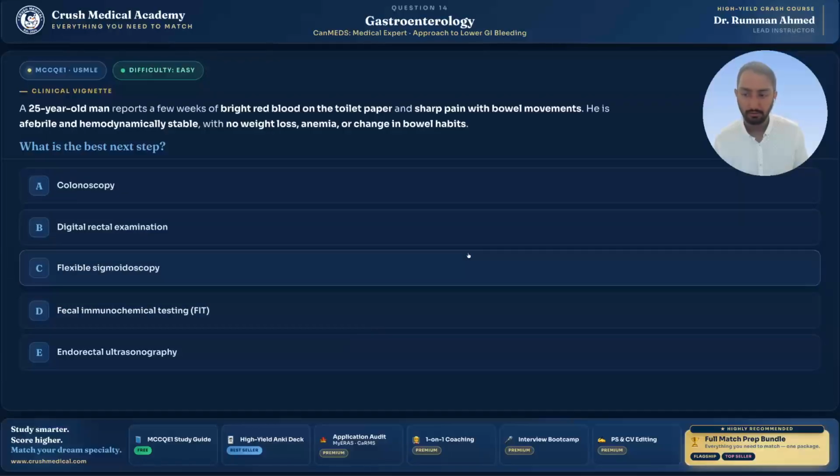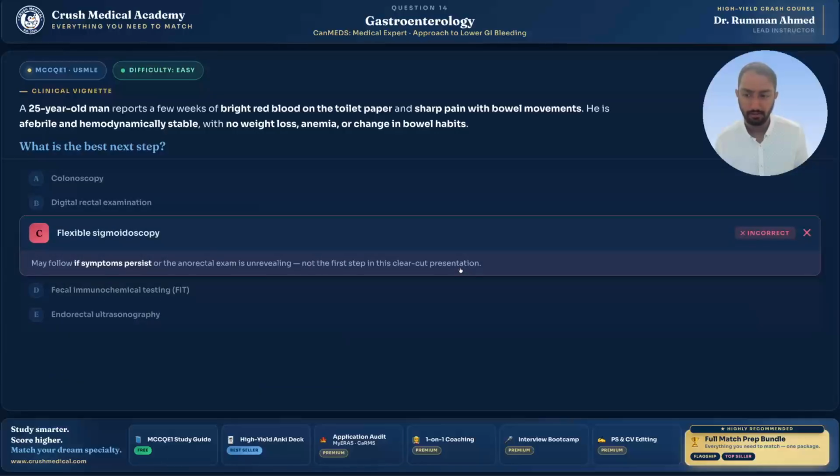Option C, flexible sigmoidoscopy. This is a really interesting option. You're essentially scoping them to see if there are any underlying pathologies contributing to this bleed. In this context, it's incorrect, right? It may follow if symptoms persist or if the anorectal exam is unrevealing. And again, it's just not a first line approach, right?